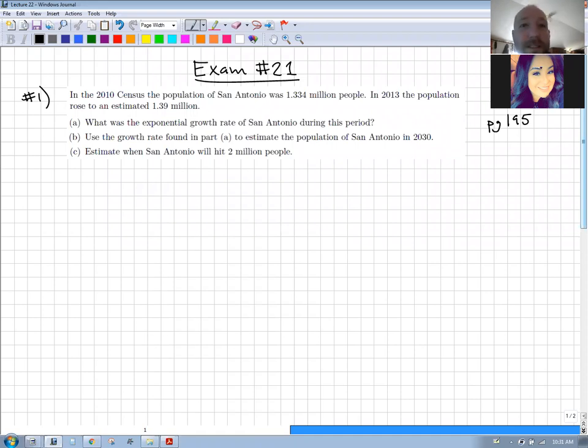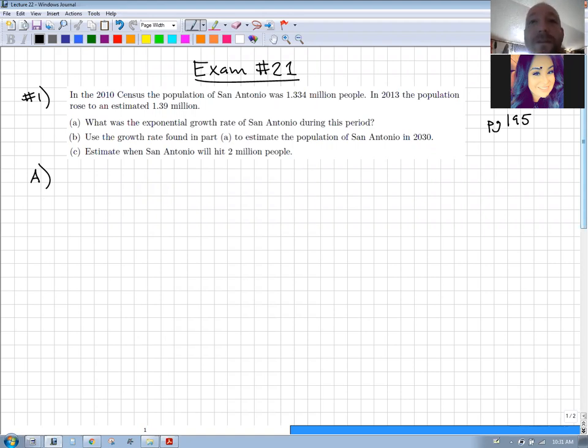In the 2010 census, the population of San Antonio was 1.334 million people. Three years later, in 2013, the population rose to an estimated 1.39 million. So let's look at A here. What was the exponential growth rate during this period?